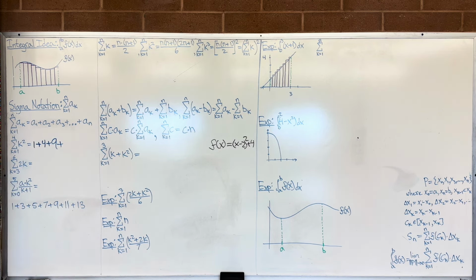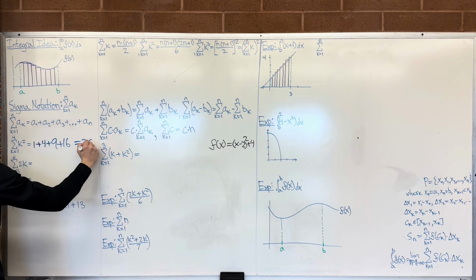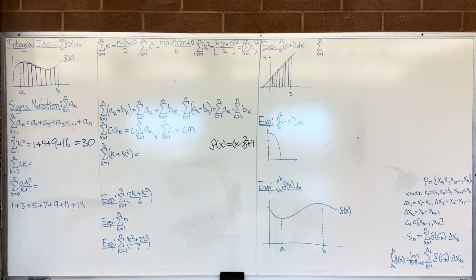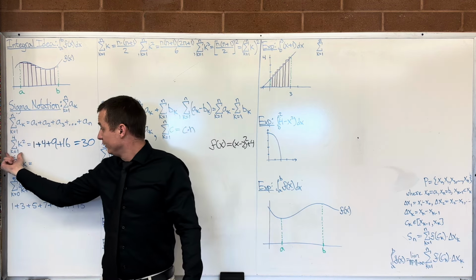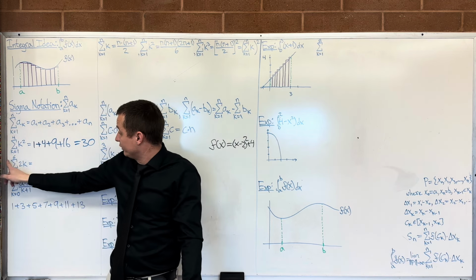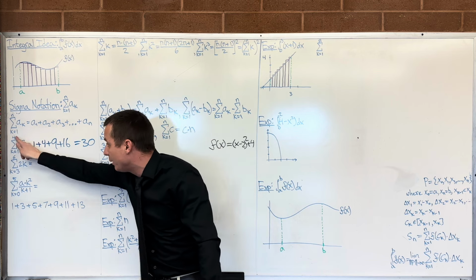Plus what you get when you plug in 4 for k. 16. And then if you quickly add that up, we get 30. So that's what this means: the sum from k equals 1 to 4 of k squared. So plug in 1, 2, 3, 4, and stop when we reach that top number.